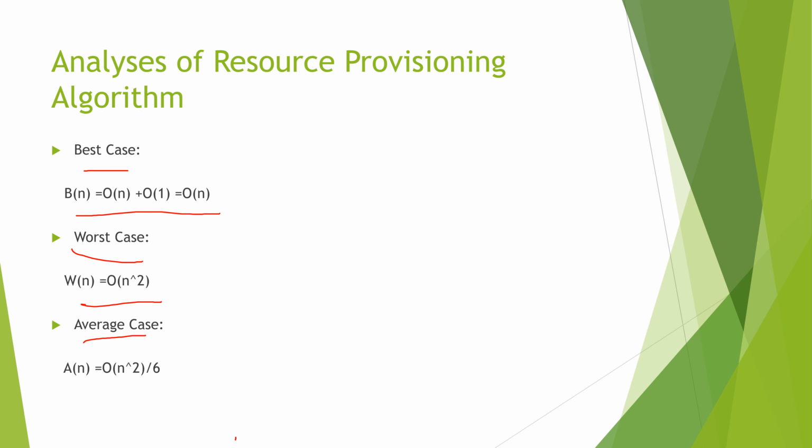The average case for an algorithm is found by dividing the complexity obtained going through all the loops by the number of loops. Here the complexity found is big O of n square and the number of loops is 6. Therefore the average case is big O of n square.